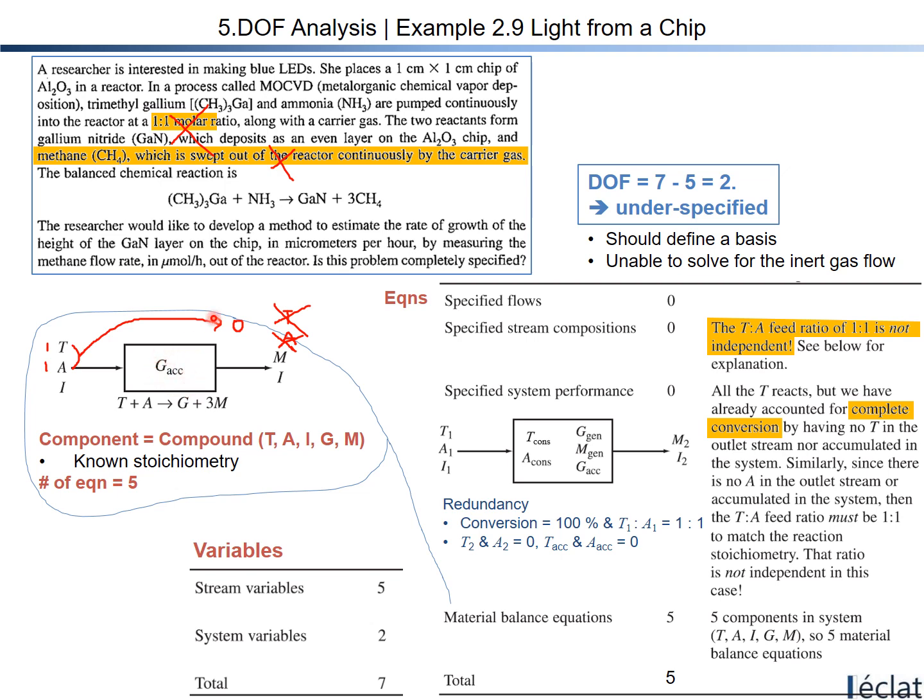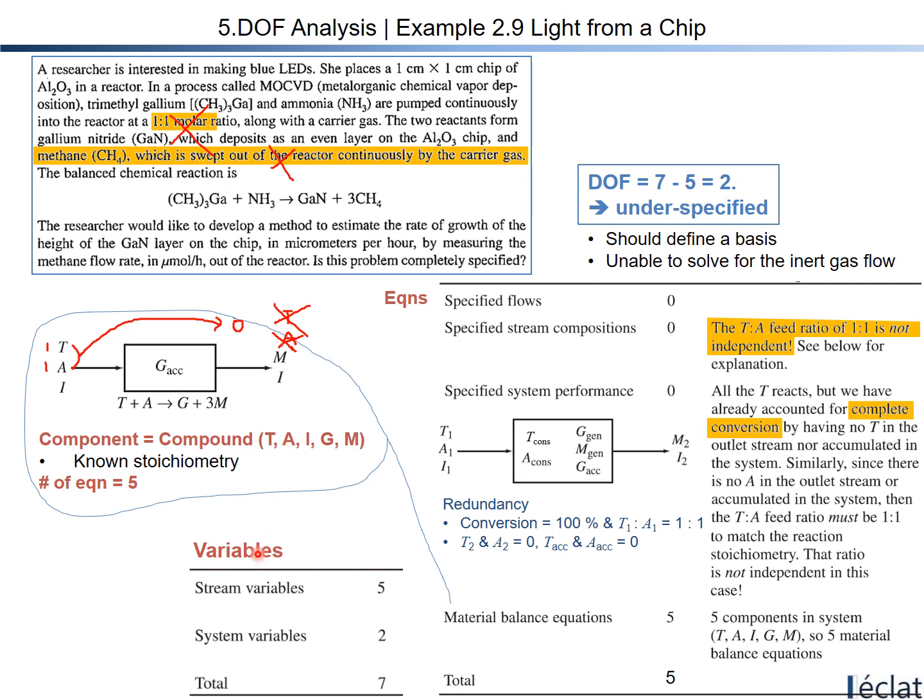What is accumulated? That is gallium nitride, which is electrodeposited on the alumina chip. How about the chemical reaction equation? We have one. Okay, anyway, from the number of components, we could expect five material balance equations: T, A, I, G, M. Five components means five material balance equations. Anyway, keep it in your mind.